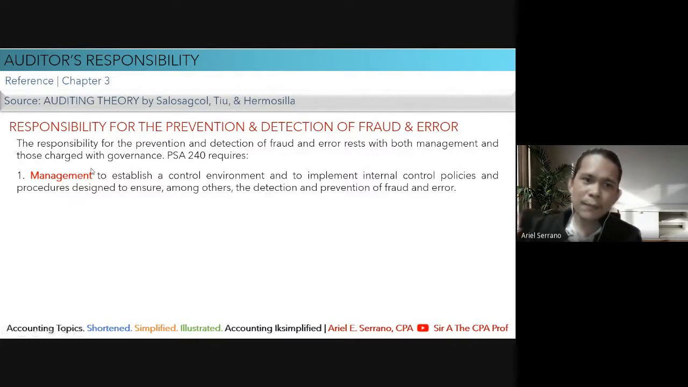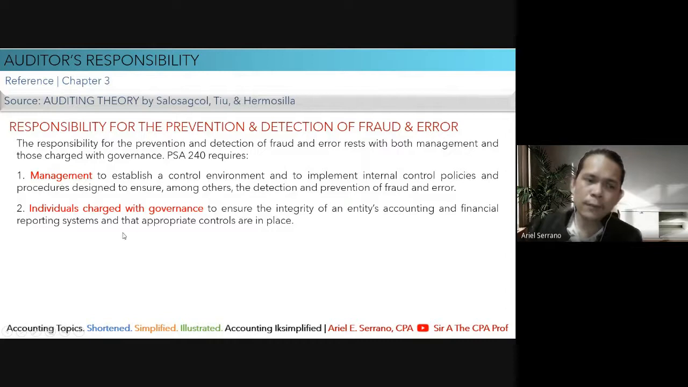But dito, sabi sa PSA 240, dapat si management ay mag-establish. Meron dapat siyang control environment at magpatupad ng mga internal control policies and procedures para makapag-detect and prevent ng fraud and error. Okay, now, pagdating naman sa individuals charged with governance, ensure the integrity of an entity's accounting and financial reporting system and that appropriate controls are in place. So, dapat naman po, on the side of those charged with governance, dapat nare-retain natin yung integrity ng mga financial reporting systems natin. Okay, our accounting systems. At meron tayong controls na naka-in place dyan. Okay, we have appropriate controls.